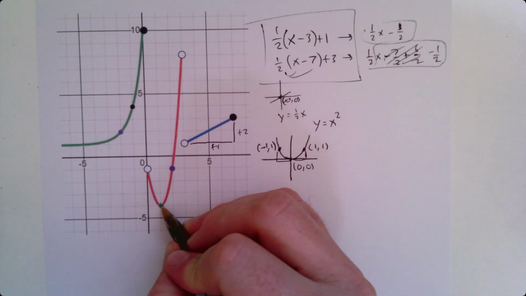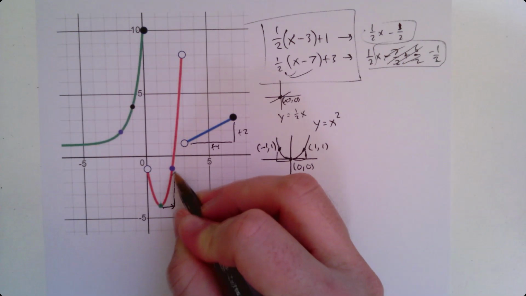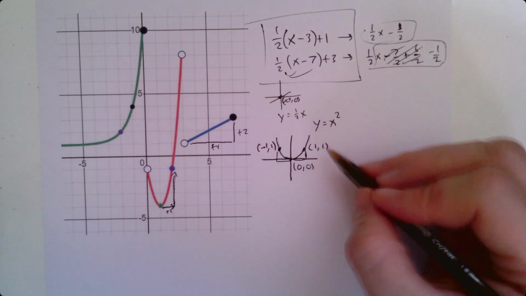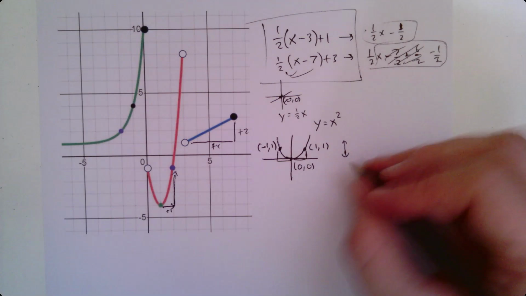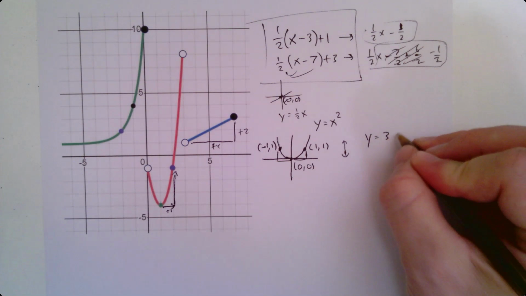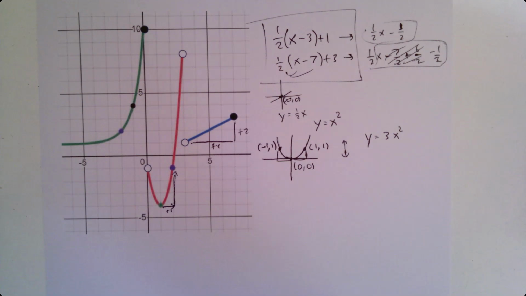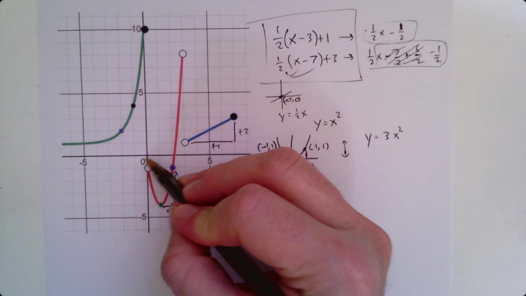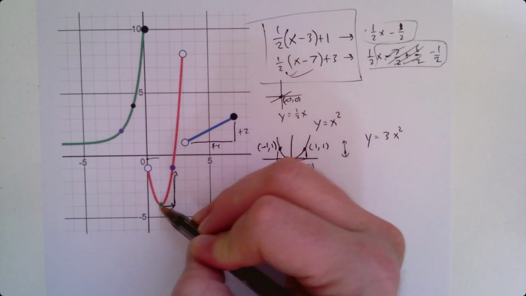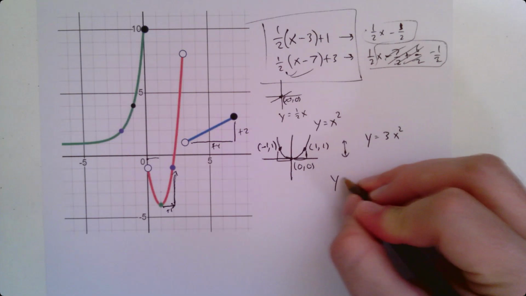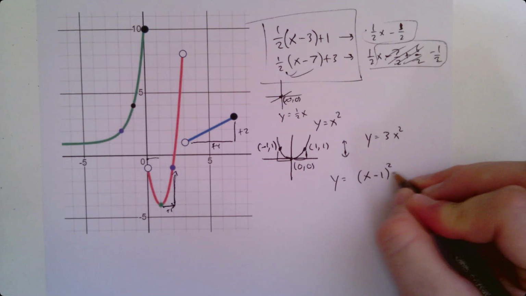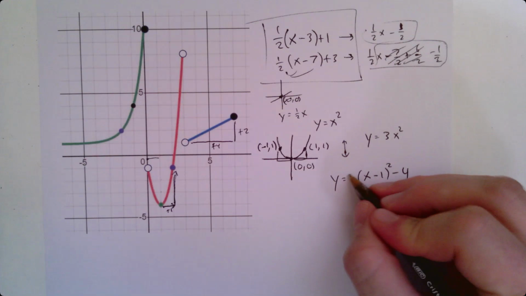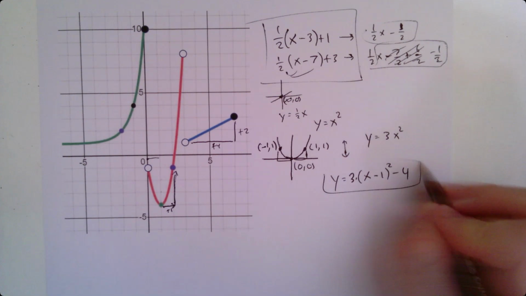Here you can see that from the vertex, if I go over by 1, I'm actually going up by 3. And that's a sign that my original parent function has been vertically stretched by a factor of 3. So I know I'm working with 3x squared. Okay. The vertex also isn't at 0, 0, though. It's been shifted. It looks like it's been shifted right by 1 and down by 1, 2, 3, 4. So let's write that. I've got y equals (x minus 1), shifts it right by 1, and then down by 4 on the outside, and then stretched by a factor of 3.